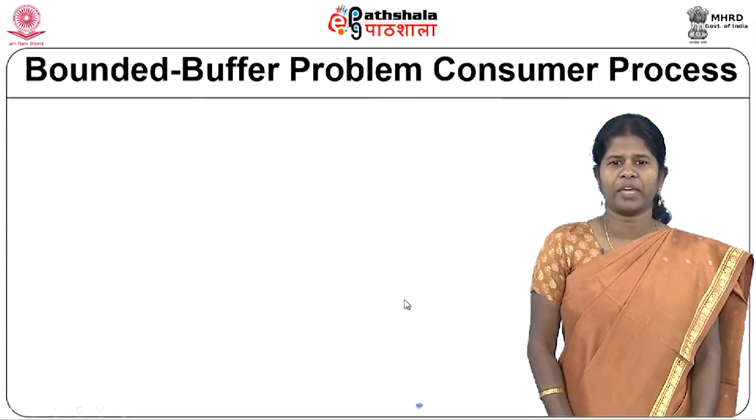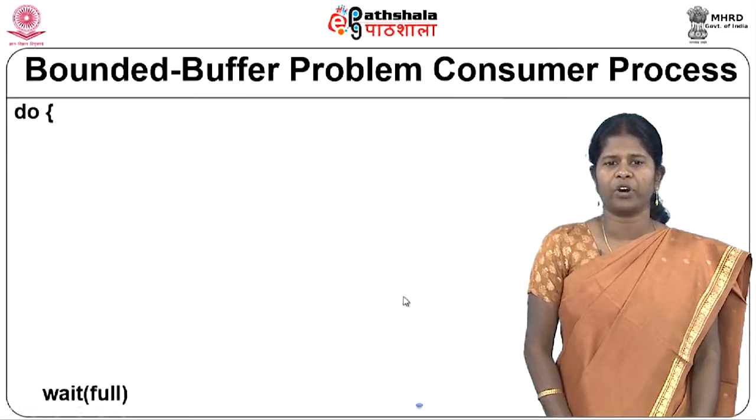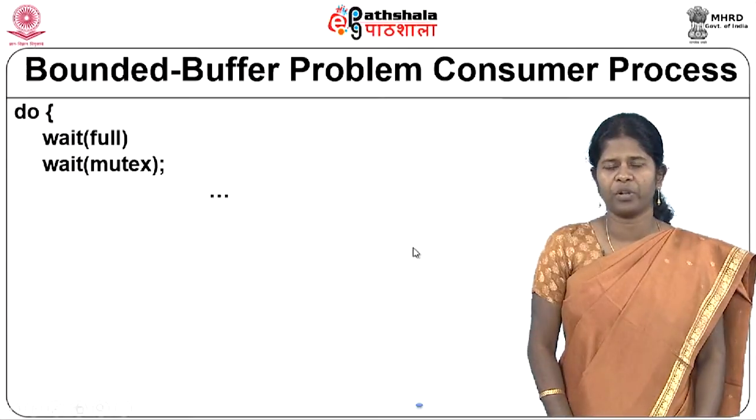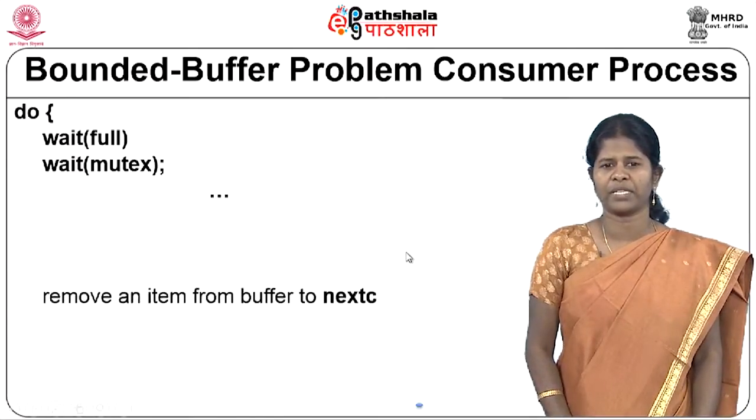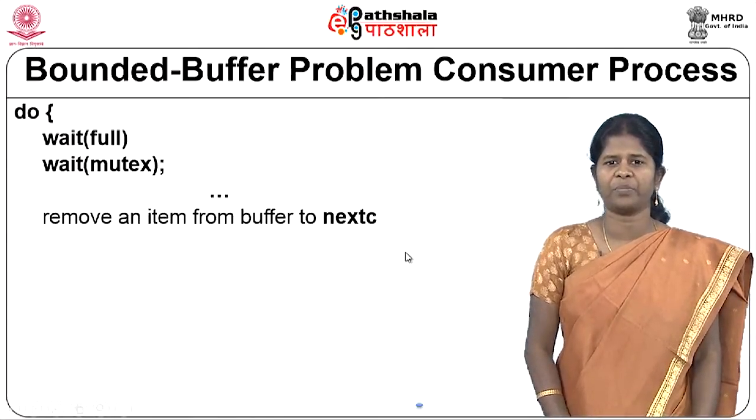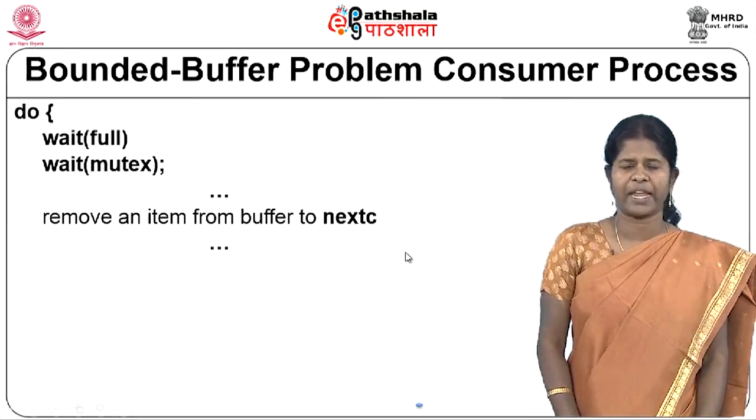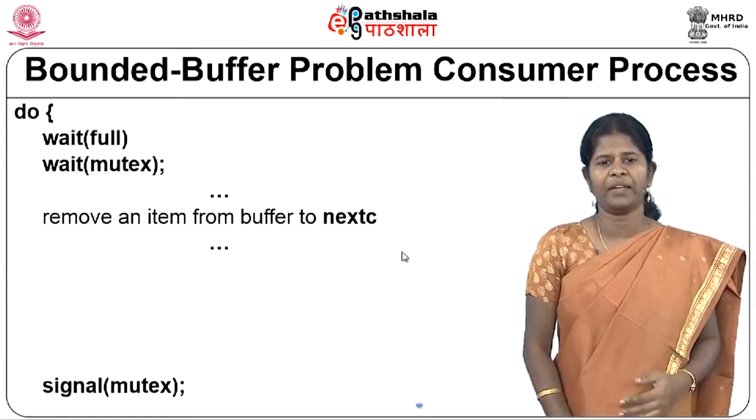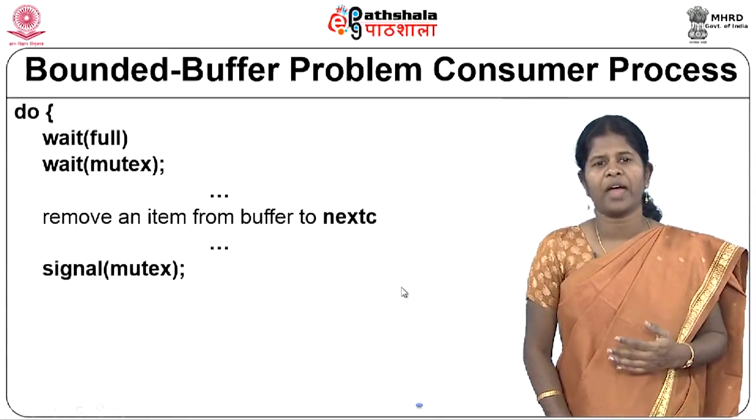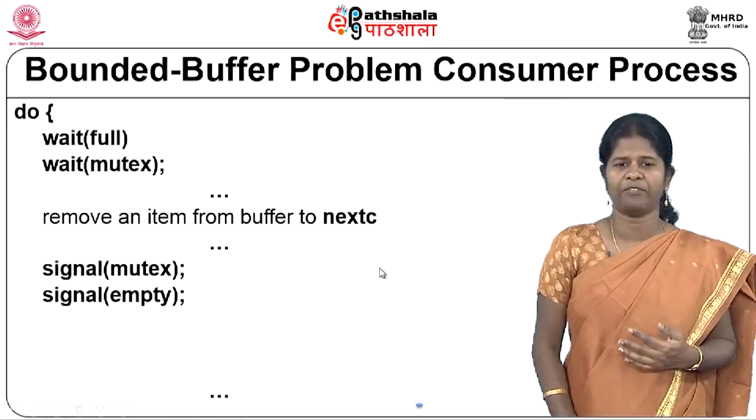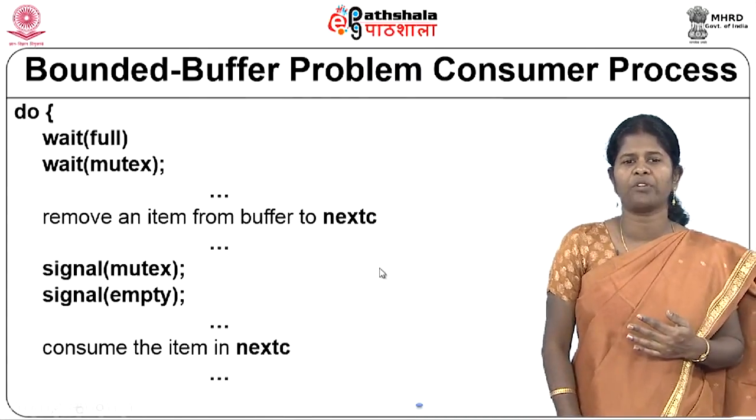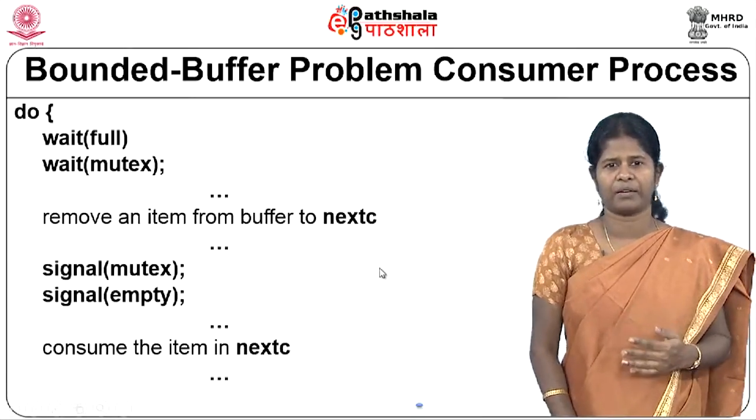Now see the algorithm for the consumer process. The consumer will first wait on full, then it will wait on mutex, then it will remove an item from the buffer to next c. Next c is a local variable for the consumer process here, and then it will signal mutex, and then it will signal empty, and finally come out. And we will see what is the implication of this algorithm.